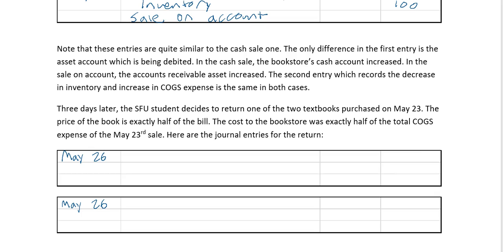So the first thing to note here is the date. So this is 3 days after the original sale. So I've gone ahead and put May 26th in both boxes. So the debit account for the first entry will be sales returns and allowances.